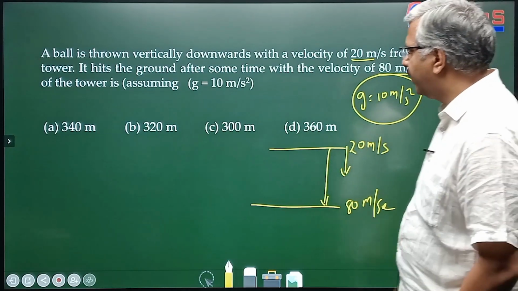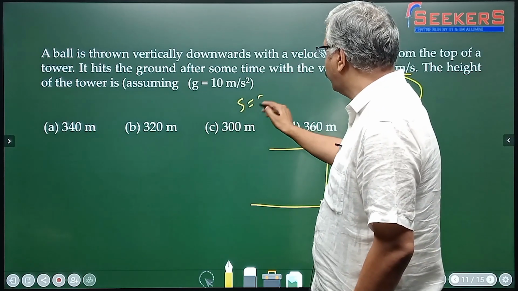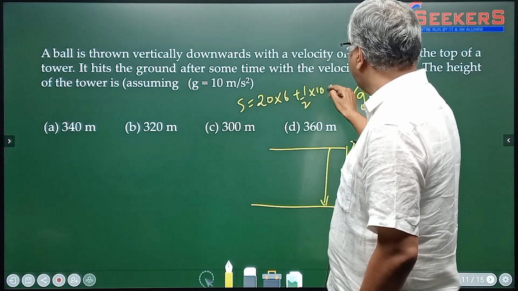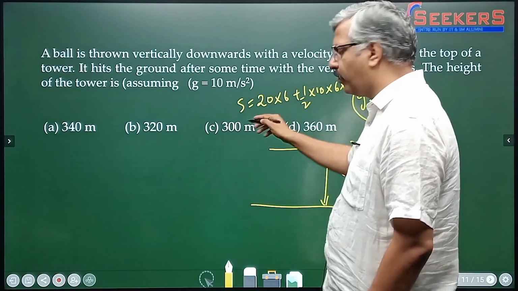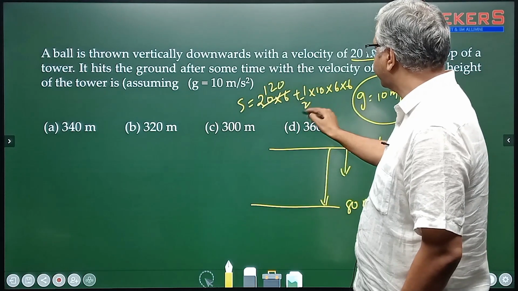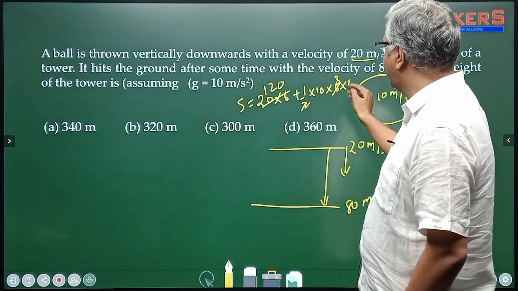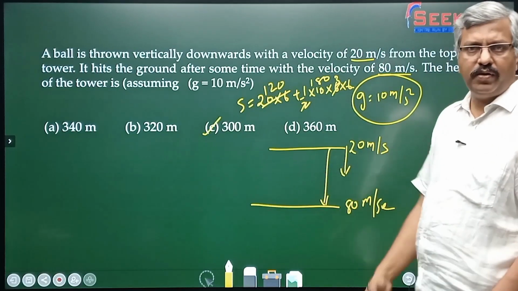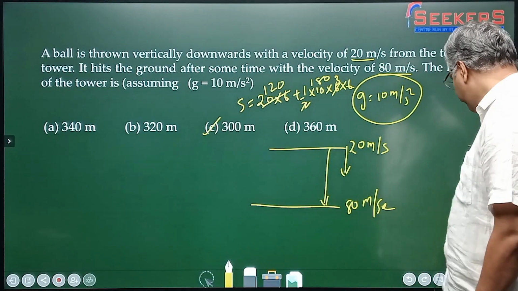Now they have asked for s. So s is equal to ut plus half a t squared: 20 into 6 plus half into 10 into 6 into 6. There is a formula, we have to apply it. So this is 120. This is 6 into 3, 18, 180, so adding, 300. So it doesn't take more than that much time.